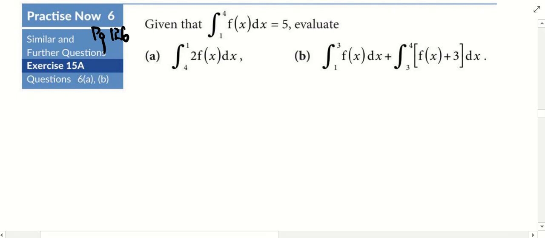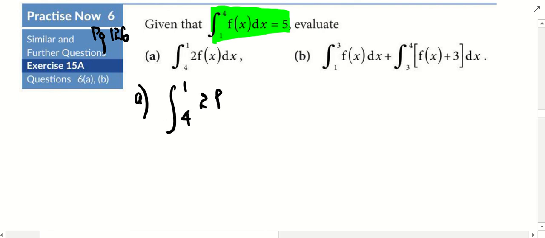So, using the known result over here, let me do my part A. Look at part A. I copy out first. Can I do something to the number 2? It's a scalar multiple. Am I right? Can I write it in front of the integral sign? Yes.